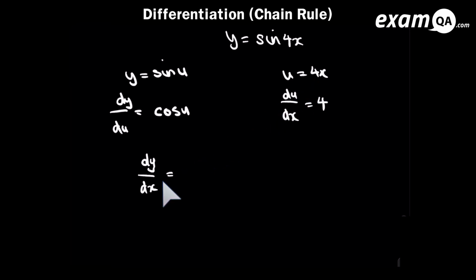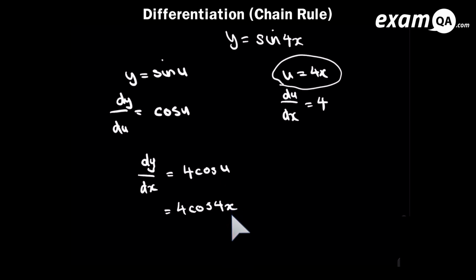Okay, so filling in that formula, dy dx equals dy du times du dx. So it's cos u times 4, which we can write as 4 cos u. Now you don't want u in your answer, so you can replace u with 4x. And so we've managed to differentiate y equals sine 4x.